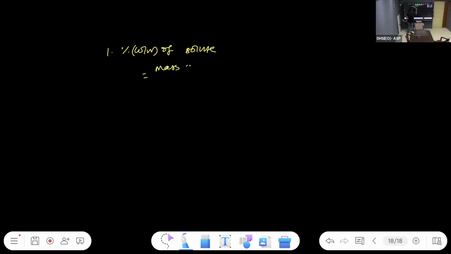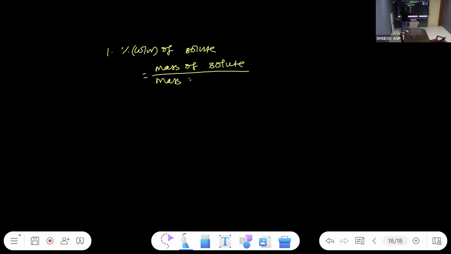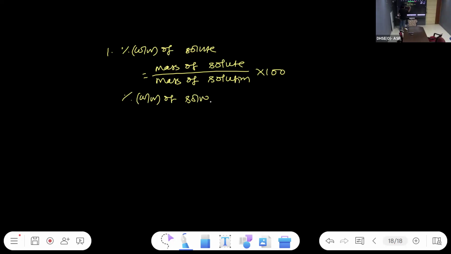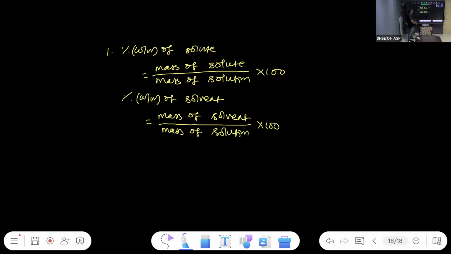That is mass of solute divided by mass of solution into 100. Similarly, what is percentage weight by weight of solvent? That is mass of solvent divided by mass of solution into 100. Did you understand, students? So this is percentage weight by weight.